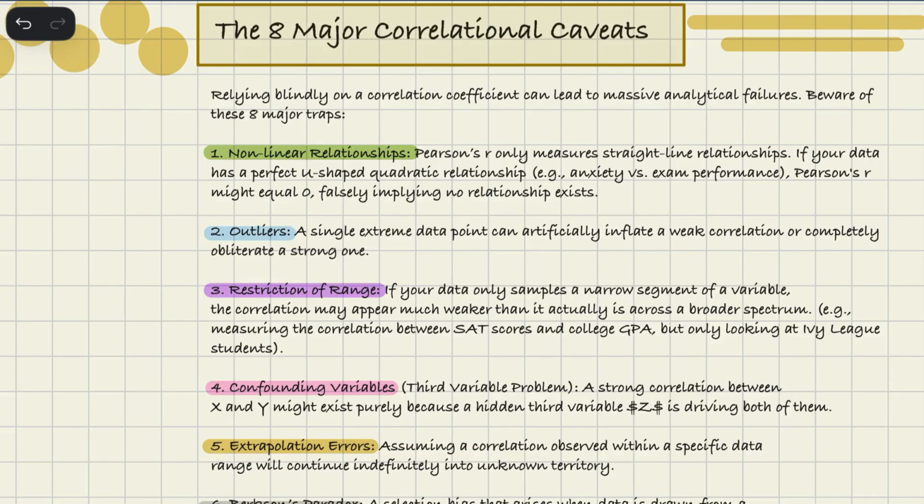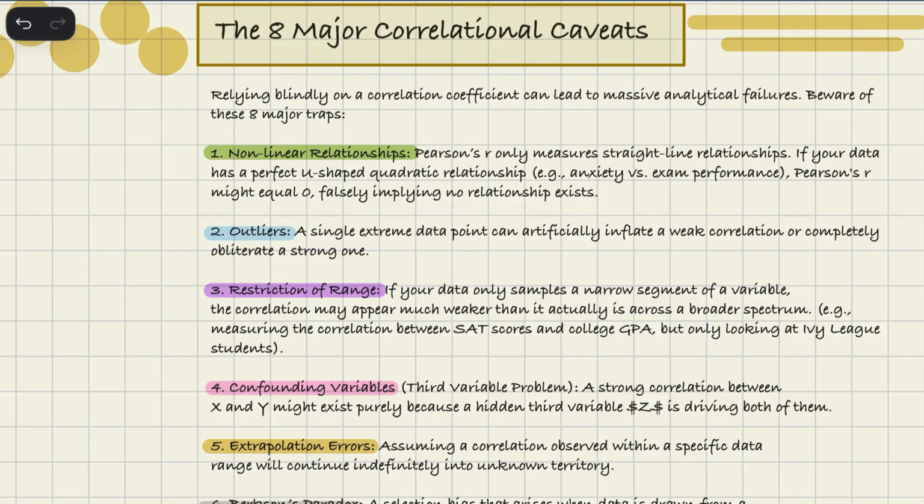So Pearson's R will be close to 0. It will falsely tell you that there is no relationship, when in reality a very predictable non-linear relationship exists over there, right? So this is falsely implying no existing relationship. This is a caveat, right?